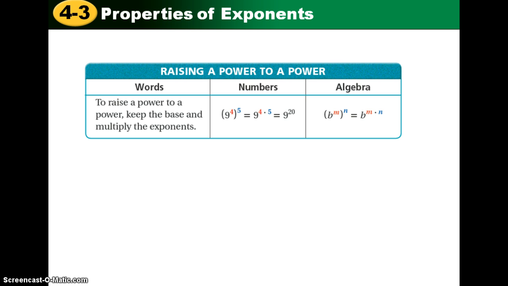Third rule, raising a power to a power. This is where we have a base to an exponent, and that whole power is raised to another exponent. For example, 9 to the 4th raised to the 5th. In this scenario, we multiply the two exponents. So that turns into 9 to the 20th.